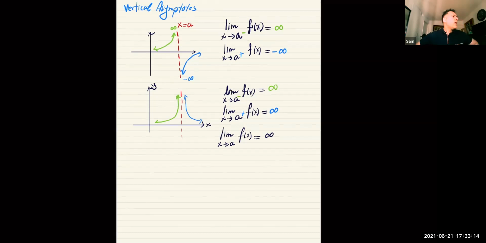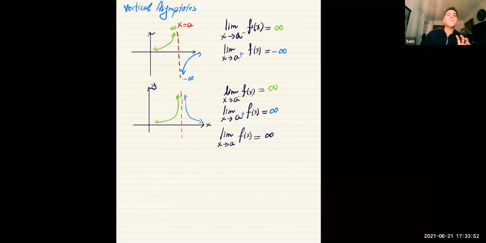Okay? A question from Jose says, okay, yeah, great question, guys. If you read Jose's question, that is a great question. He says, is saying that a limit tends to infinity the same as saying it doesn't exist? What do you guys think? Yeah, why not?